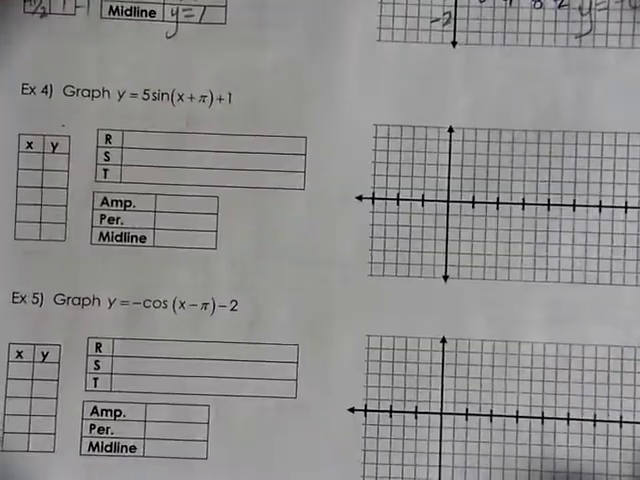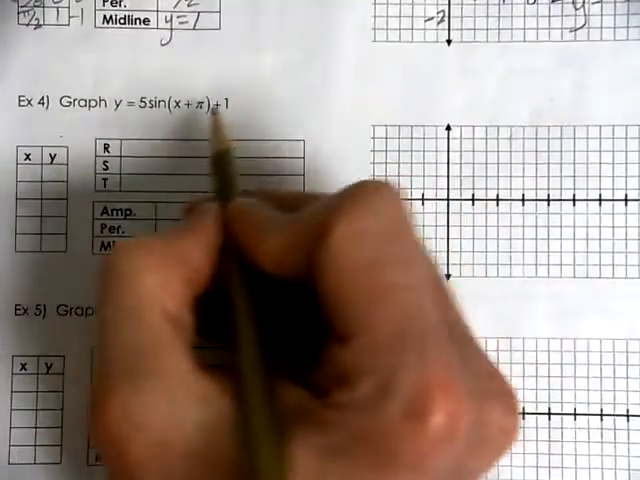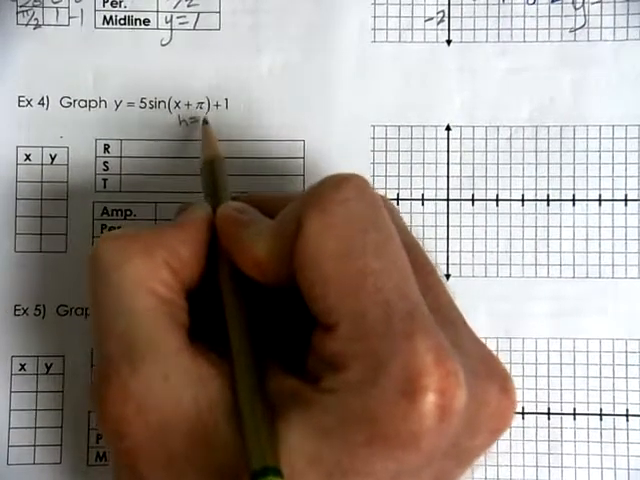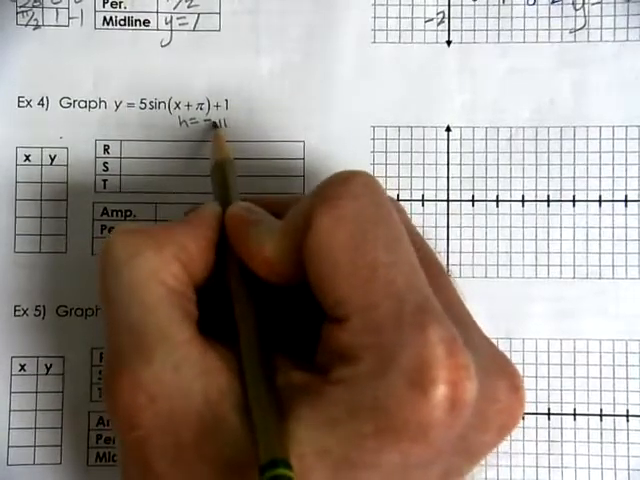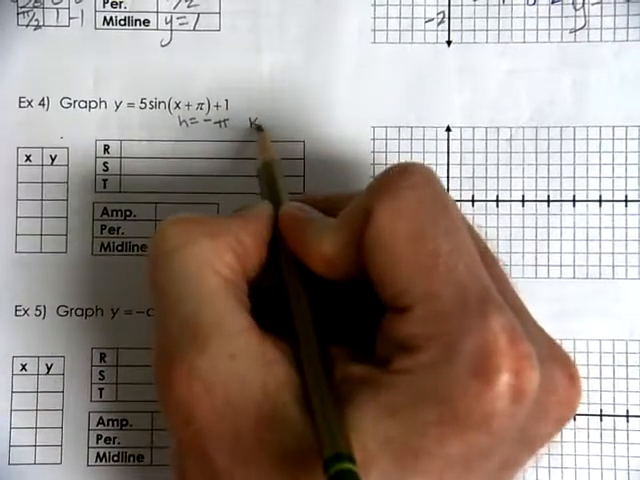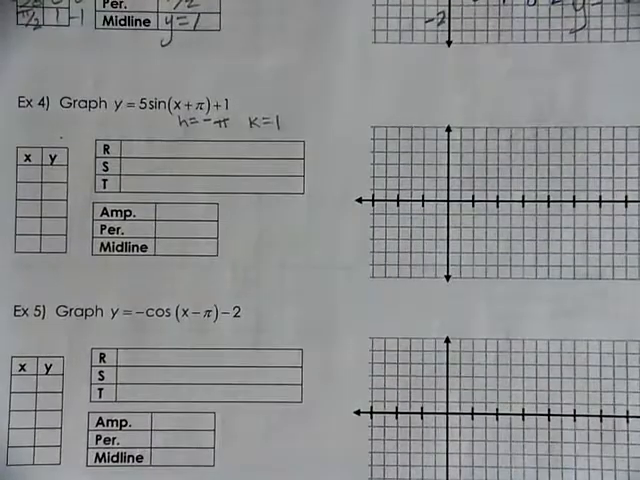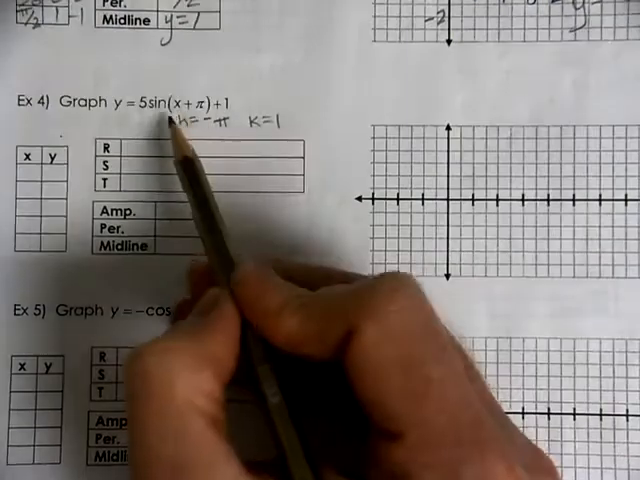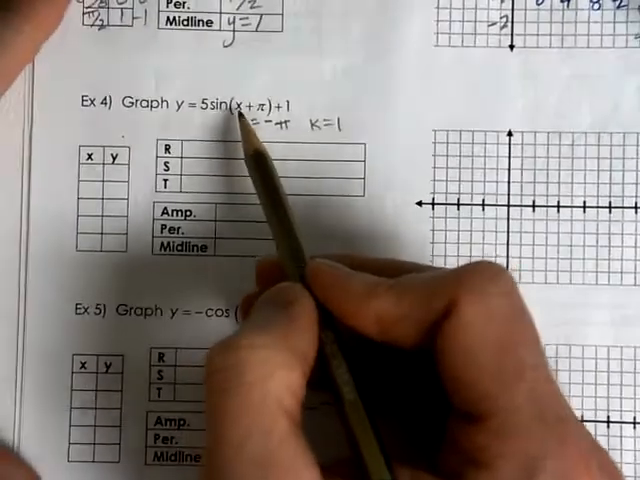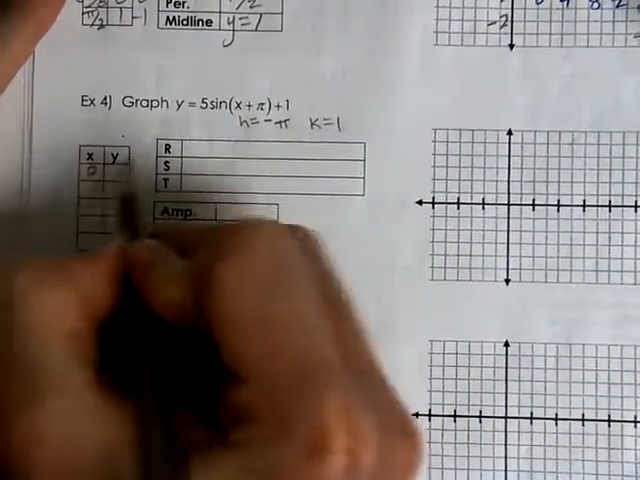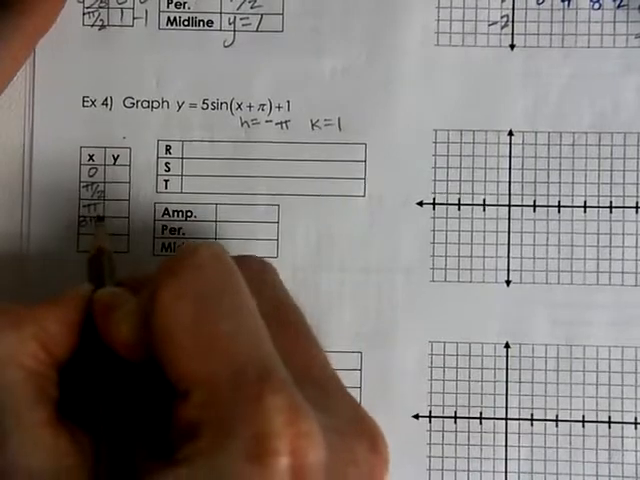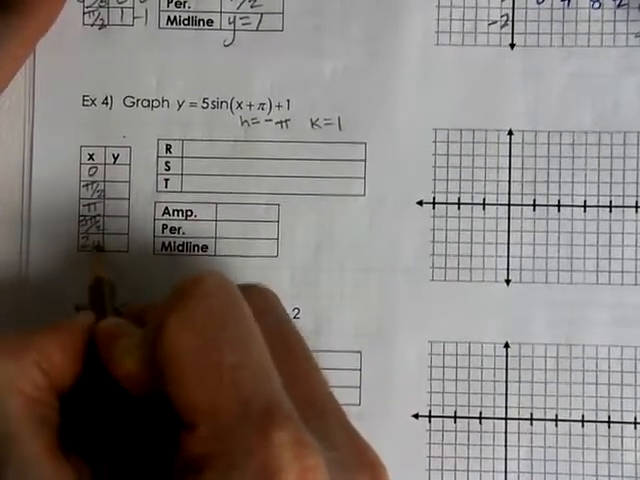Okay, number 4. Notice that number 4 has an h value. This says plus pi, so that means we're actually going to go 1 pi unit to the left. And this is the k value, which is 1, which means we're going to translate it up 1. There is no b value. There's no value in front of the parentheses. So that can help speed things along. We know we're going to be 0, pi over 2, pi, 3 pi over 2, and 2 pi.